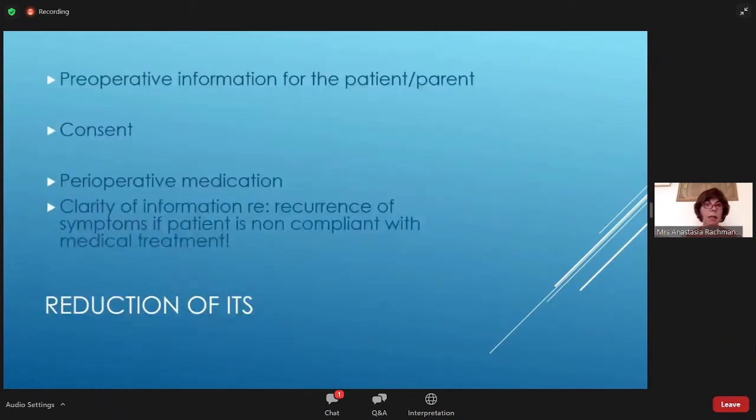So we can go to the next slide. So consent is very important, perioperative medication very important. If your patient is allergic, they need to be loaded with Flixonase nasals or steroid nasals beforehand, and very careful instructions on nasal douching twice a day after the surgery, and nasal lubrication. Nasal lubrication will facilitate the eschars to fall easier, rather than an ongoing need of nasal toilet with suction.